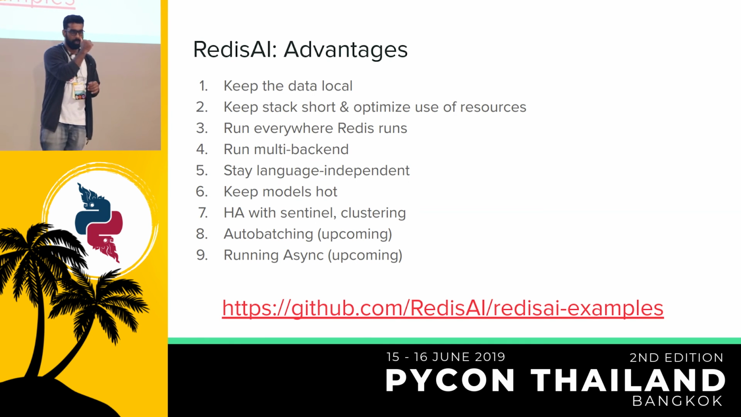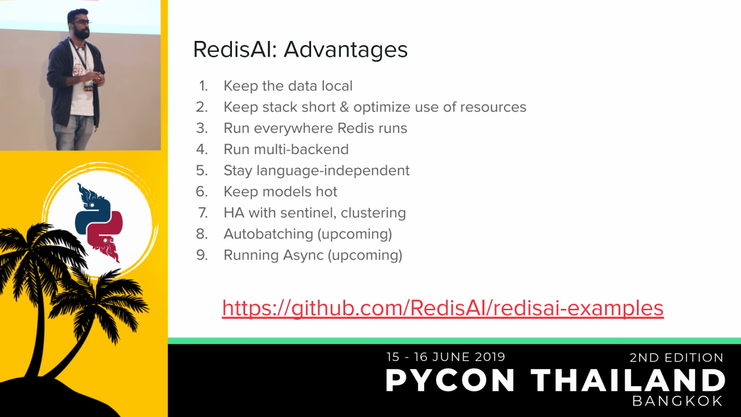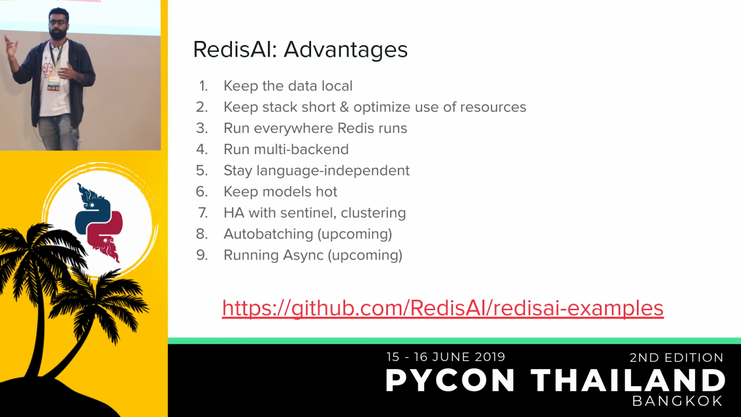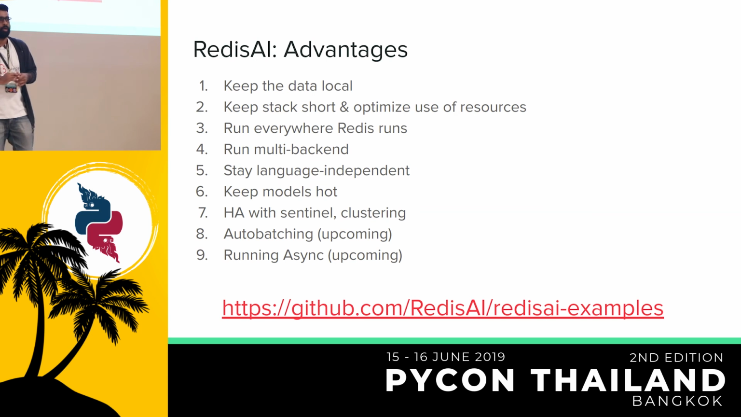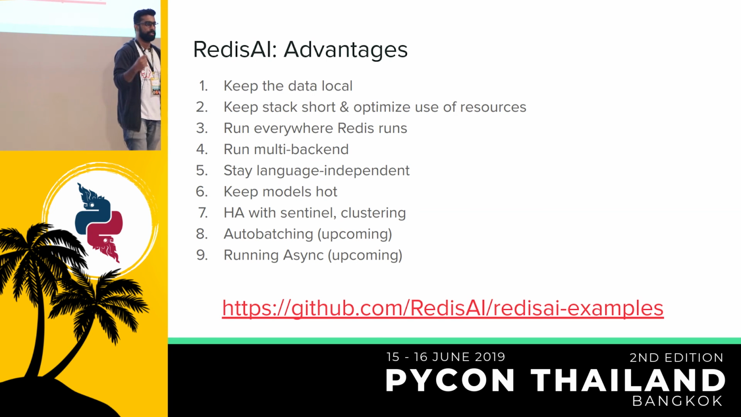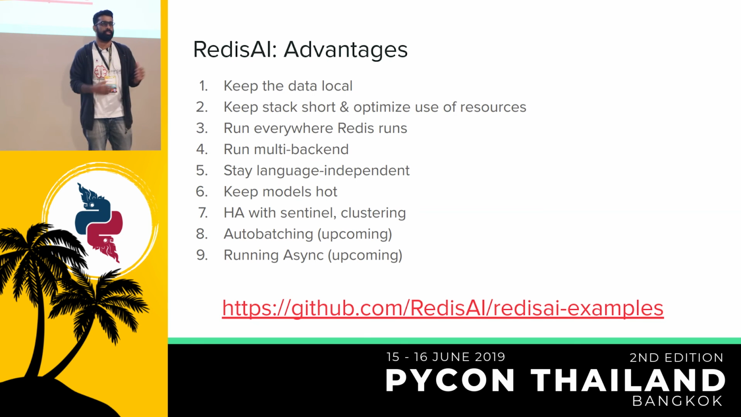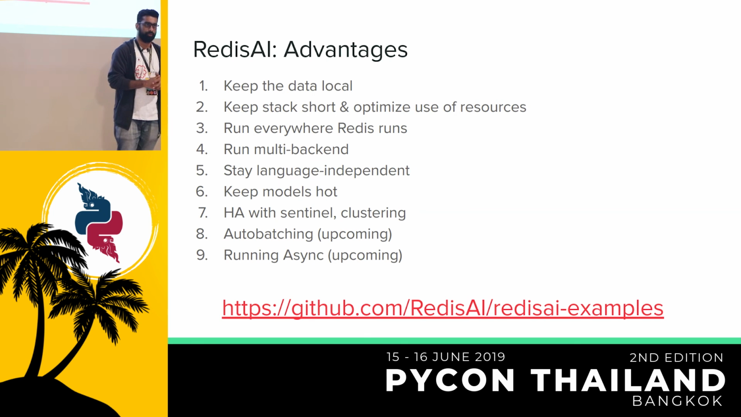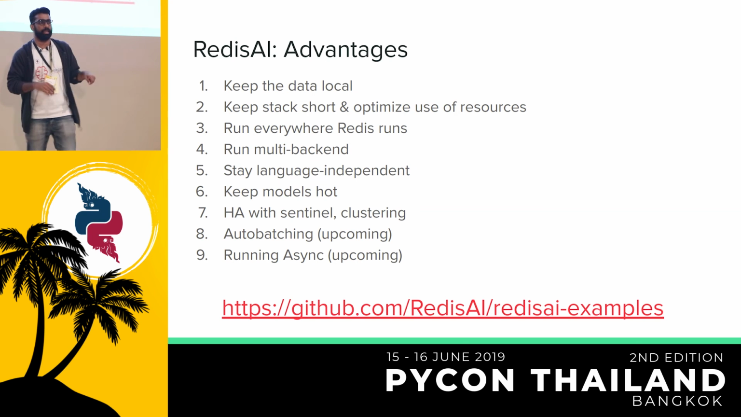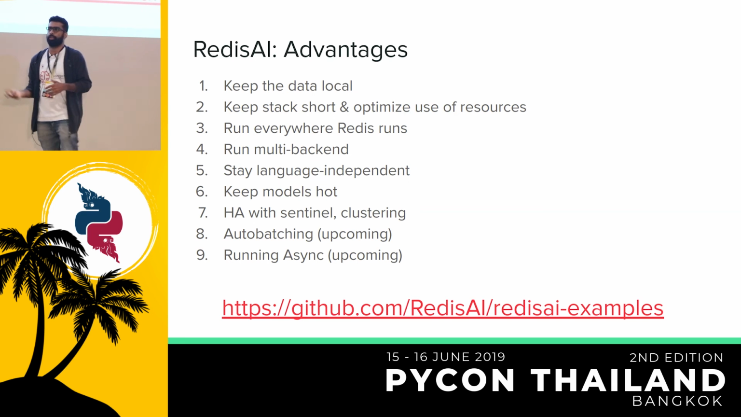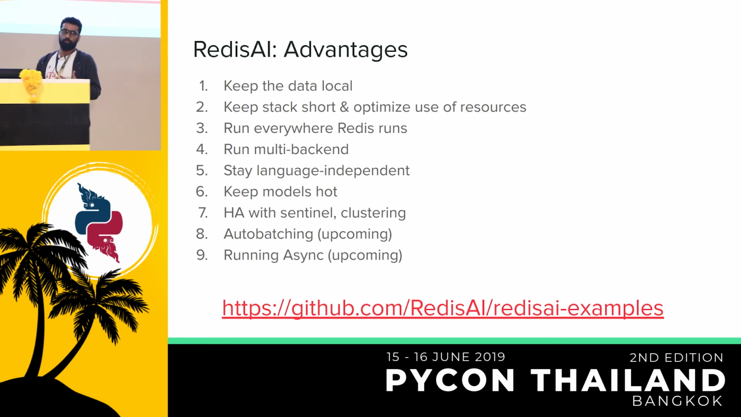Auto batching is something that we are working on. For those who don't know auto batching, if you have 10,000 requests coming in a second or together, in a normal way you would execute your model 10,000 times, which is highly inefficient. So with auto batching, RedisAI smartly collates all those 10,000 examples into different batches, executes them in a batch, and returns the response as required. Running async: the clients are not async now. RedisAI will block your client now, but we are working towards making it async.